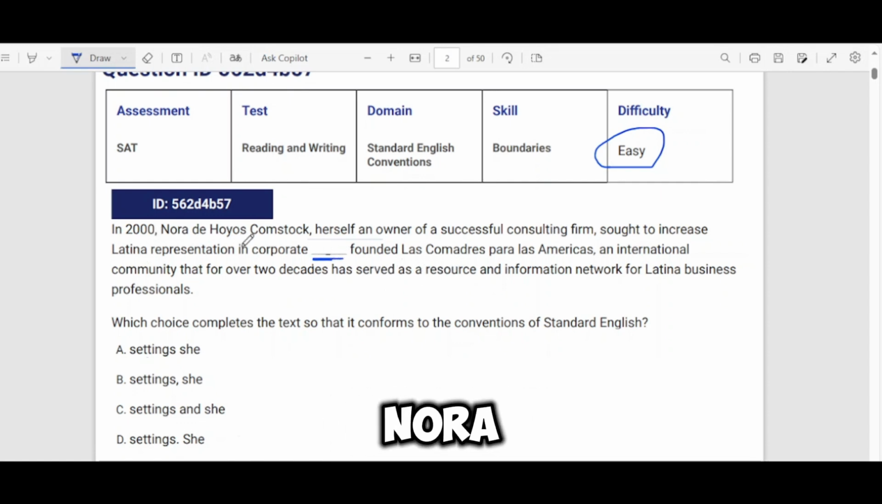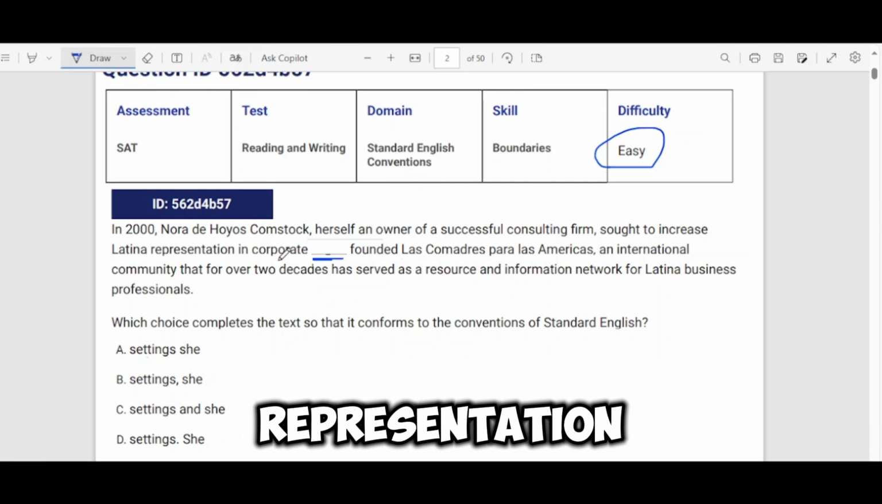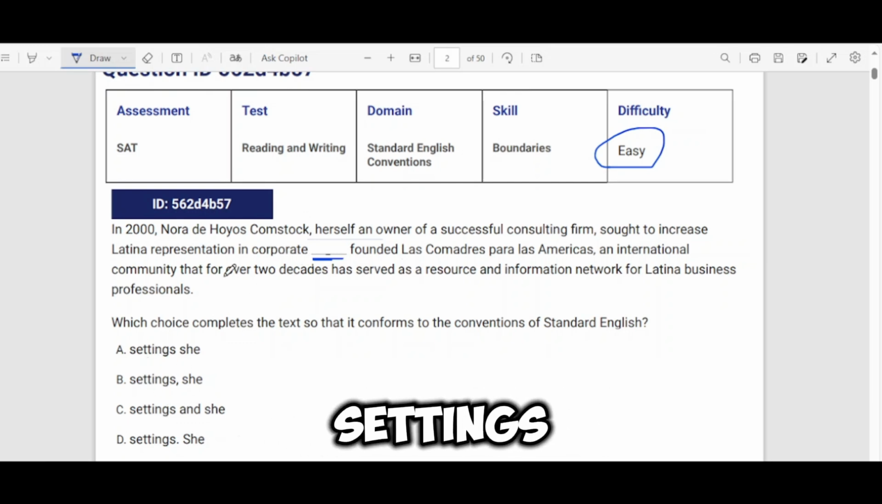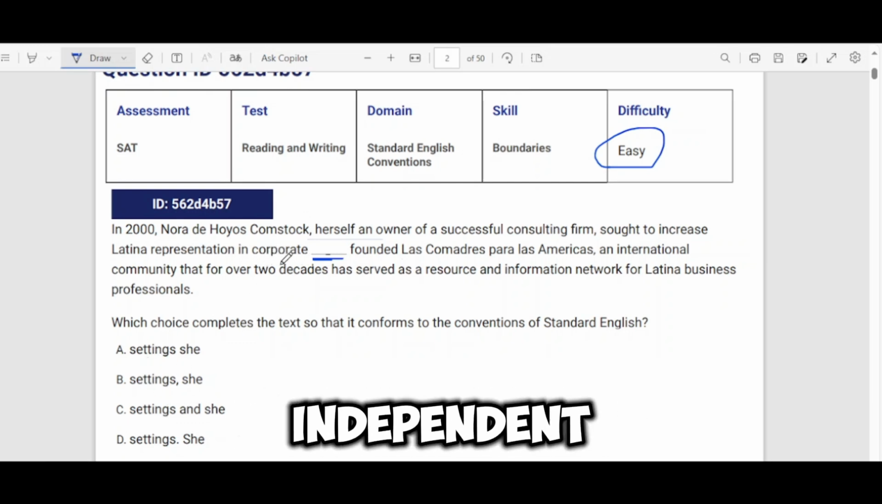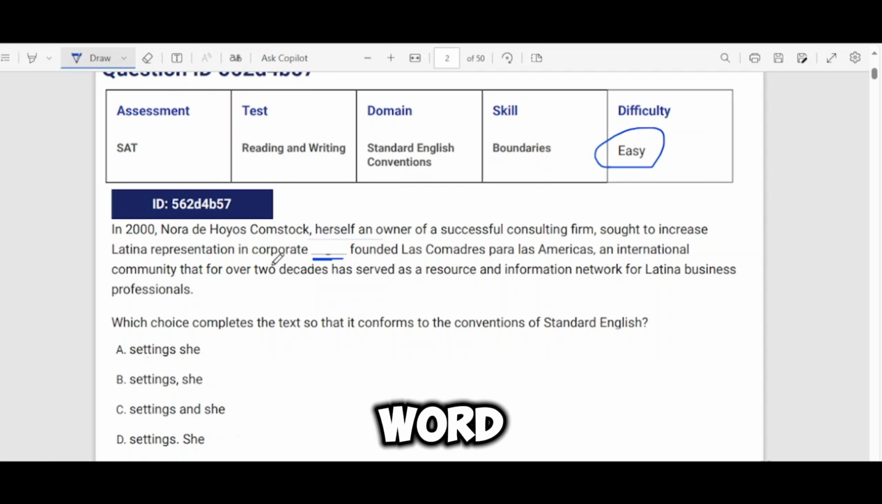In 2000, Nora D. Hoyos Comstock, herself an owner of a successful consulting firm, sought to increase Latin representation in corporate settings. What is this? This is a solid independent clause because it has an object, verb, and subject, and it can stand on its own. All right, let's see what is the sentence after the blank.